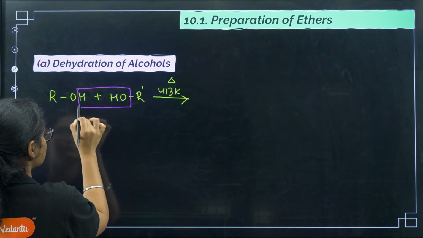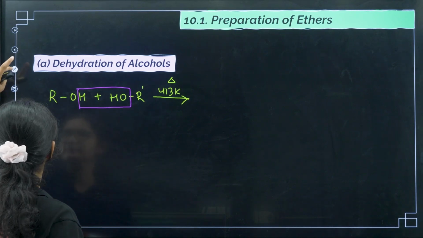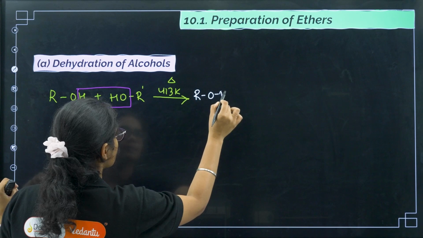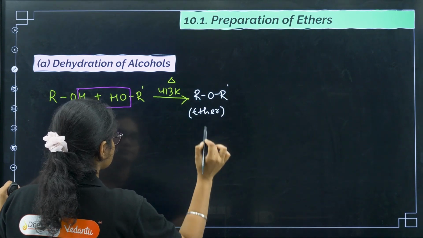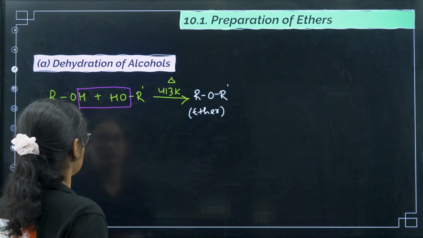This water is removed. Okay, H and OH is removed. So what will I get here? We will get ROR dash. This is your ether. Okay. Now if we see the mechanism for this one, what is the mechanism?